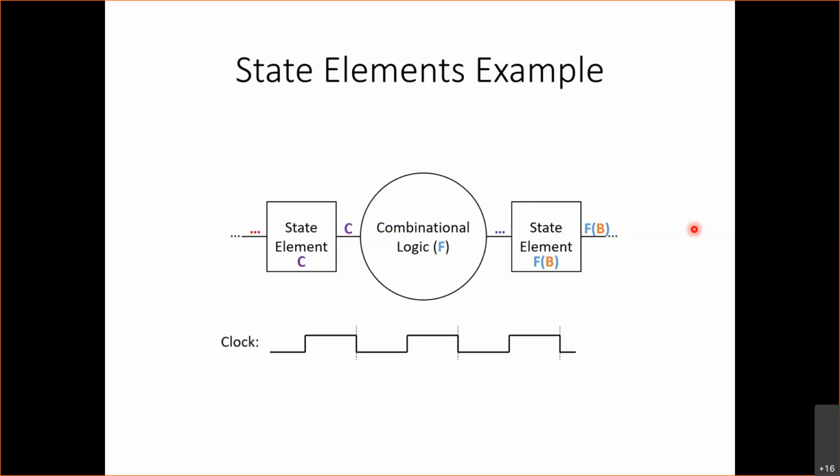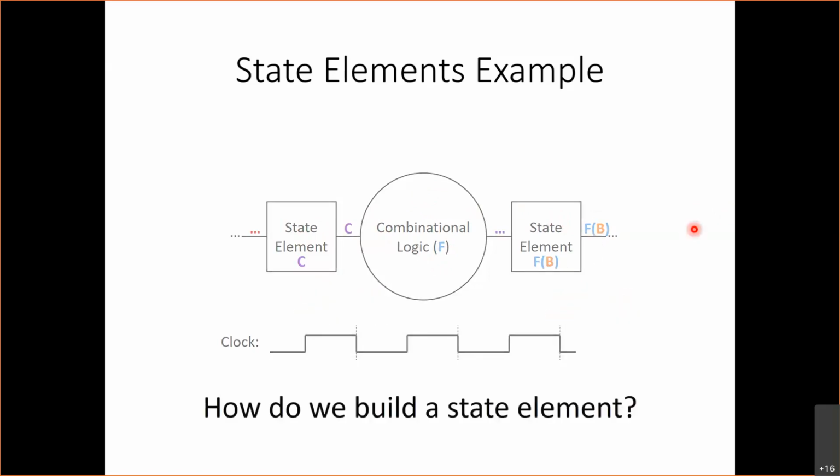All right, so this is how state elements work. Now the question is, how do we build state elements? How can I build a circuit? So far we've seen that we take inputs to logic gates and they give us outputs, but how can we use logic gates to actually store data? How can we build a logic block that stores data inside of it and then updates that data on the rising edge? That's the question that we will try to answer in today's lecture.